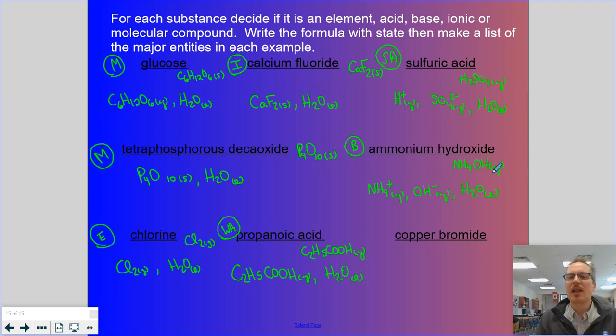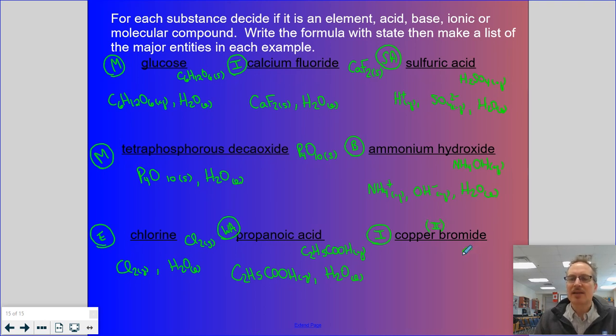Now, we have one left, copper bromide. If you've done well up until this point, odds are you figured out that this one is also ionic because copper is a metal, bromine's a non-metal. The problem in this one was I got a little tricky. Copper has more than one possible charge. Since I didn't tell you what possible charge this was, we have to look it up, and it's the most common. This is actually copper 2 bromide.